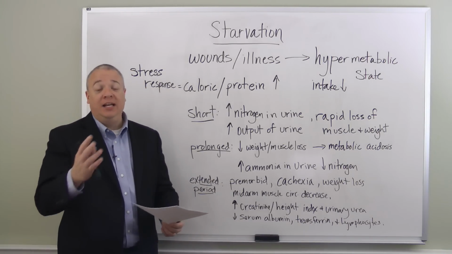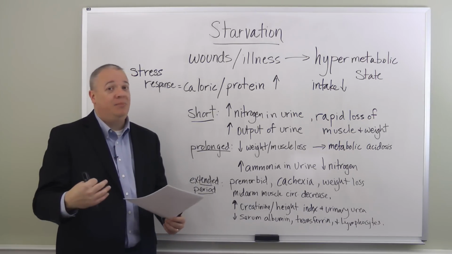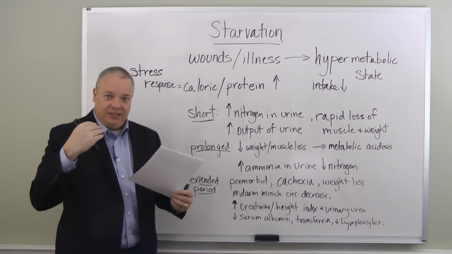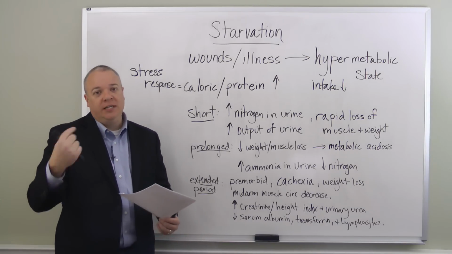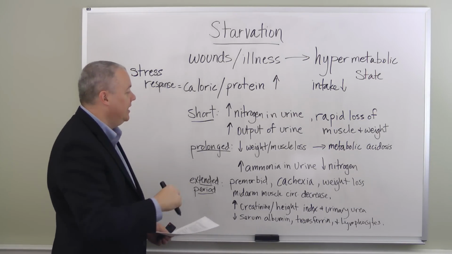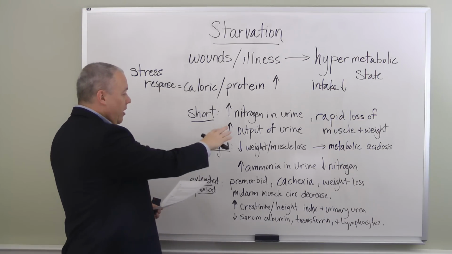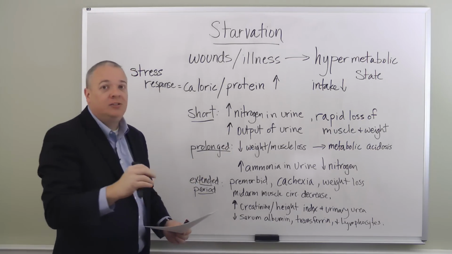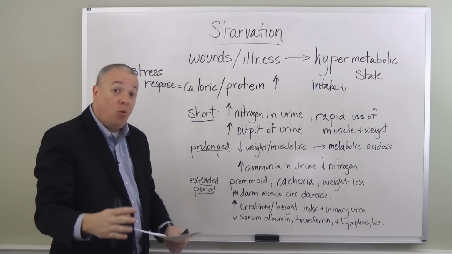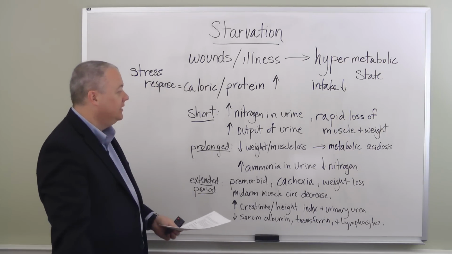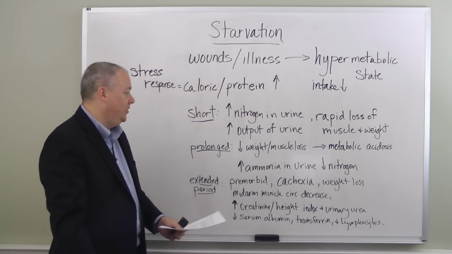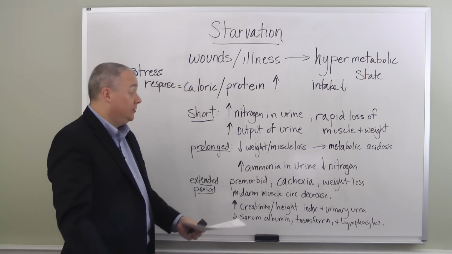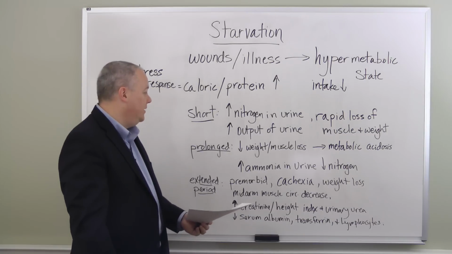If it's not corrected and there is a prolonged period where the body is still under stress, in this hypermetabolic state wanting an increase in calories and protein, and that is not met, then after it's been going on for a while, the weight loss and the muscle loss actually go down. It doesn't happen quite as rapidly in this prolonged state, and you get metabolic acidosis. You get metabolic acidosis, even though the weight and muscle loss is not going down quite as rapidly.